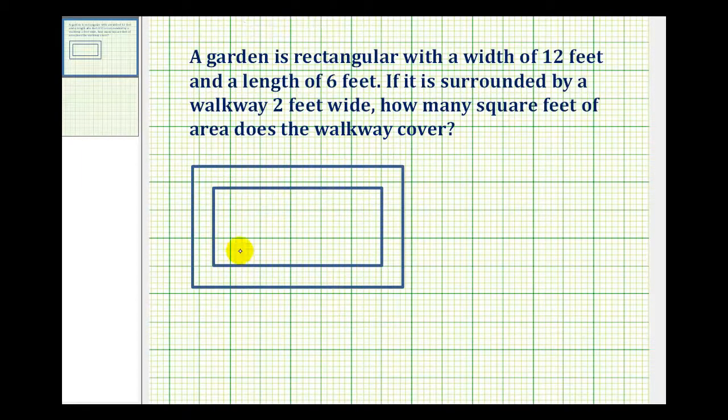So if the inner rectangle represents the garden, we could say that this length here and this length here is 12 feet. And the length of this side and this side would be 6 feet. The last thing we're given is that the width of the walkway is 2 feet. So this length here, here, here, and here would all be 2 feet.